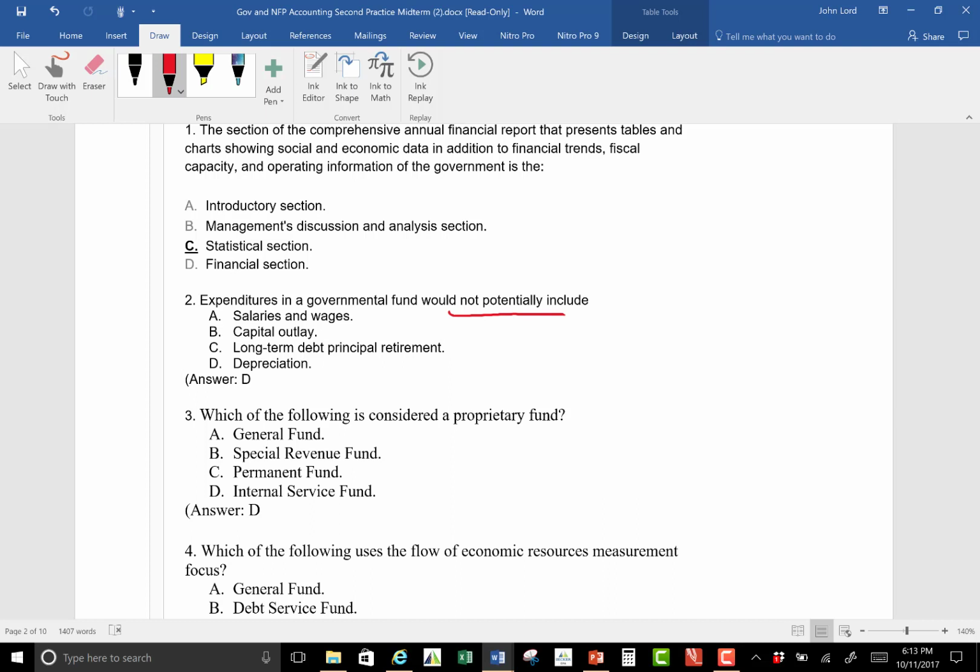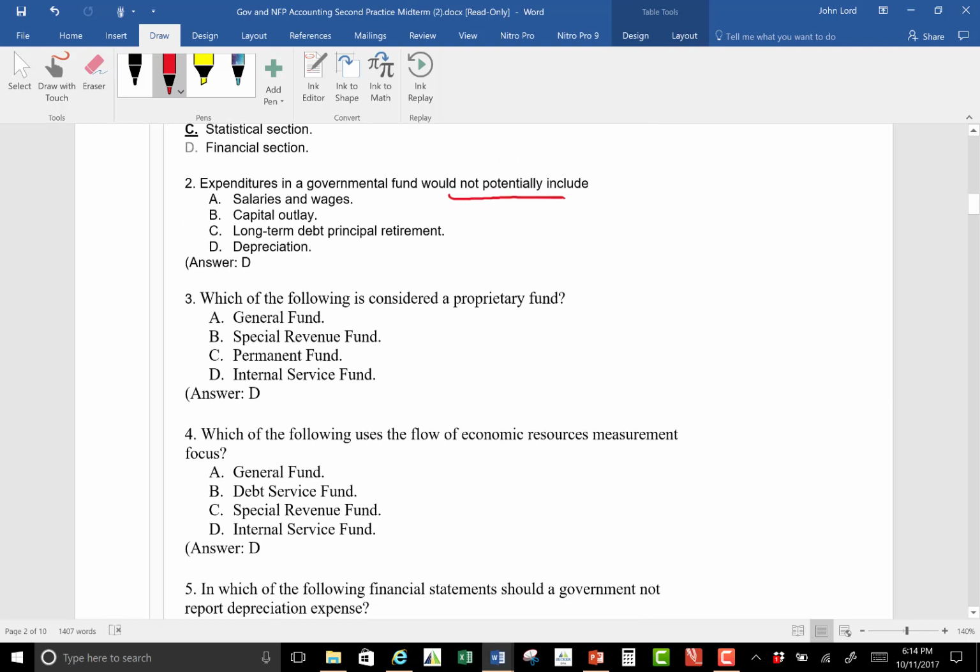Okay. Now, when you look at this last one, depreciation, clearly depreciation is not an expenditure, is it? Right? Okay, it's going to be one of those. All right, which of the following is considered a proprietary fund? The internal service fund is a proprietary fund, right? We have our proprietary funds, the internal service fund and the enterprise fund, right? Okay, good.